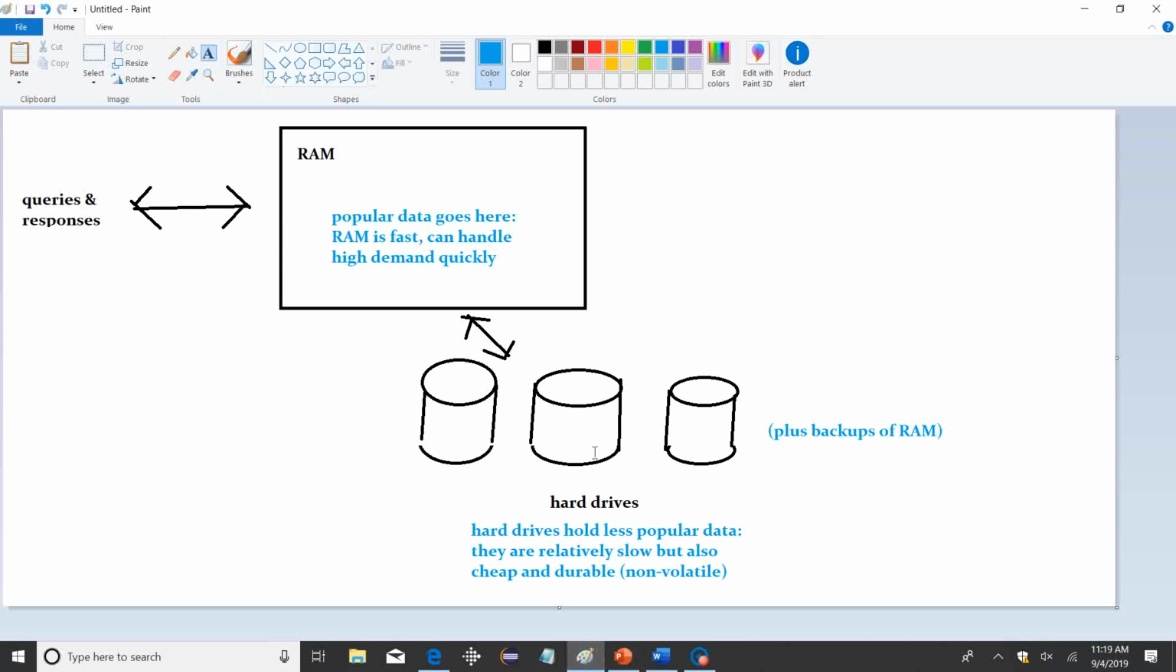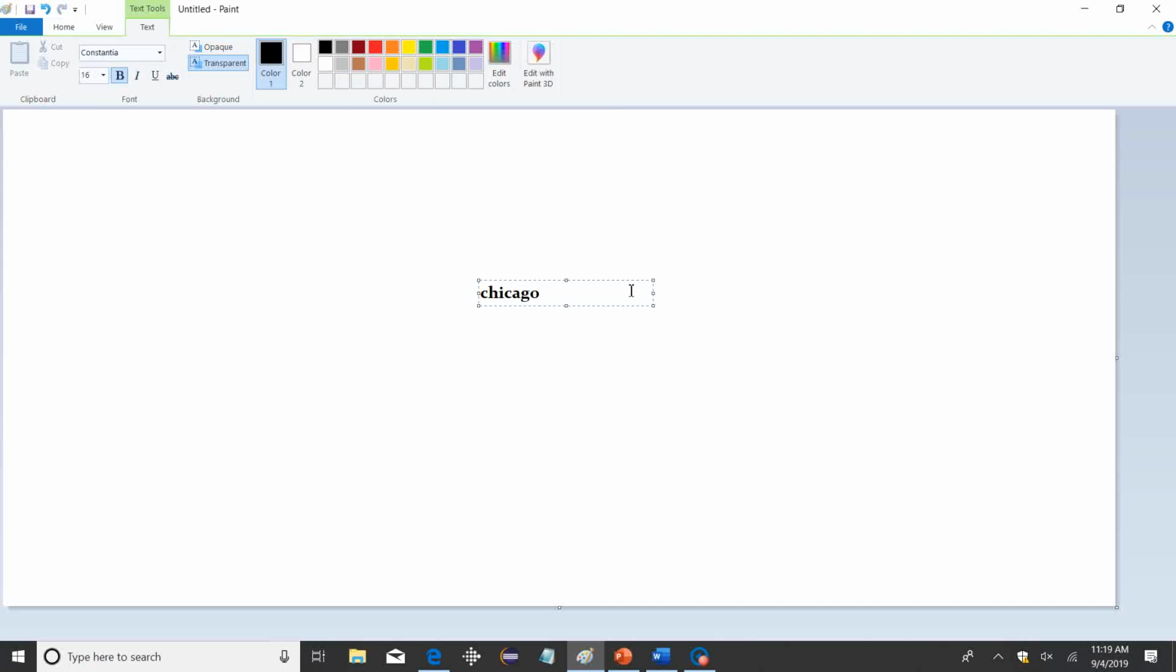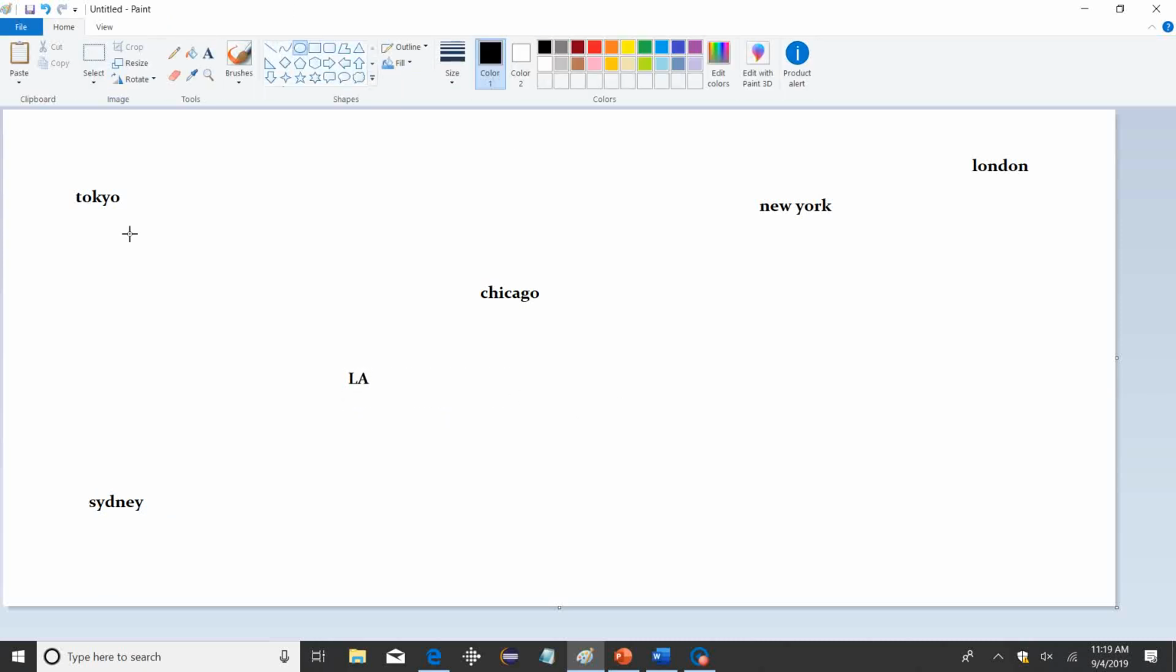So one option, we'll draw a little map here. What do we have? We have Chicago, we'll do New York, we'll do London, I don't know what else we got. Tokyo, let's do Sydney, and we'll do, I don't know, LA. Okay? So this is our rough map of nodes of the world.